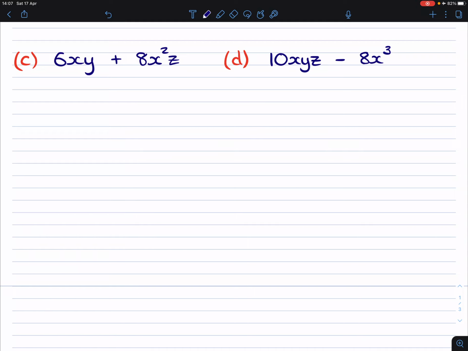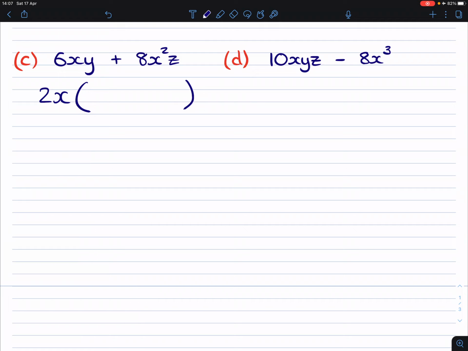Next one, start with the numbers again. So 6 and 8, highest common factor is 2. X and x squared, highest common factor from them is x. There are only y's in the first term, and there are only z's in the second term, so they are not affected. Or they can't be taken out as a common factor, sorry.